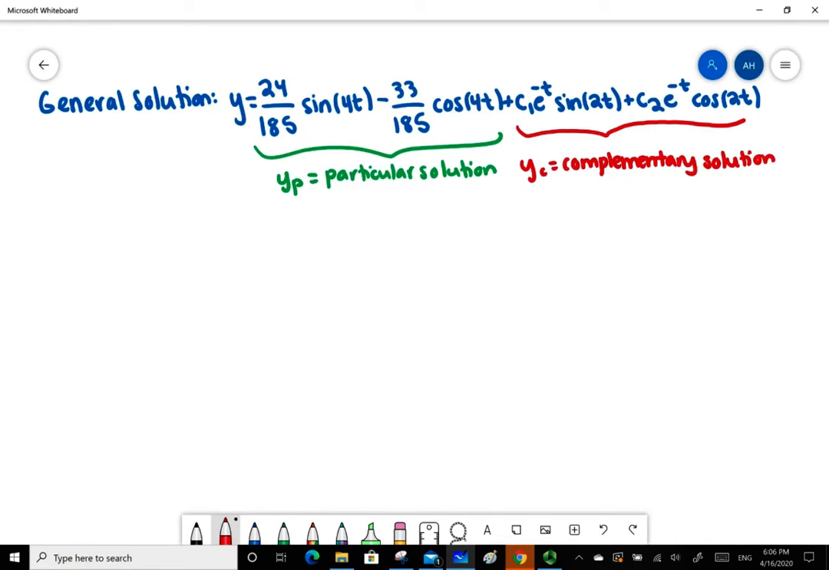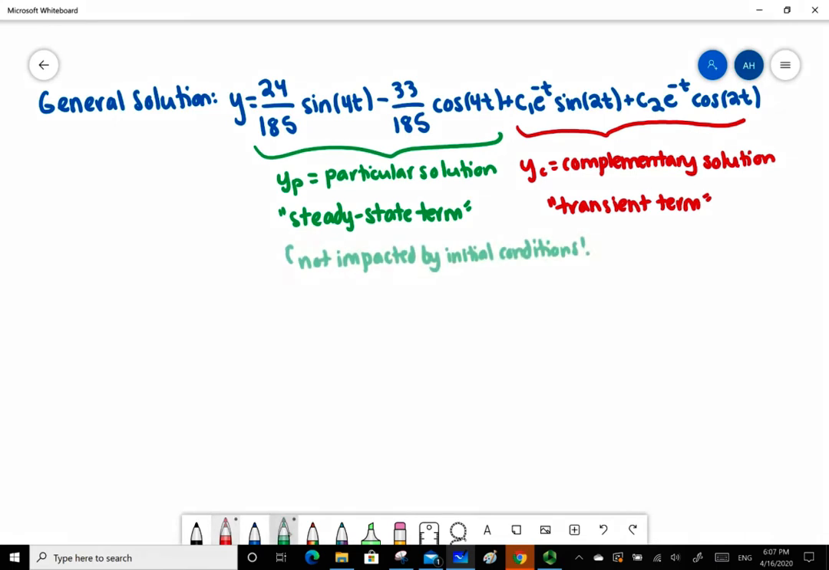So over time, only the particular solution matters. For this reason, the particular solution portion of the function is called the steady state term, and the complementary solution is called the transient term. Also notice that even though we can't find the arbitrary constants until we have the full general solution, the initial conditions have no impact on the steady state term.